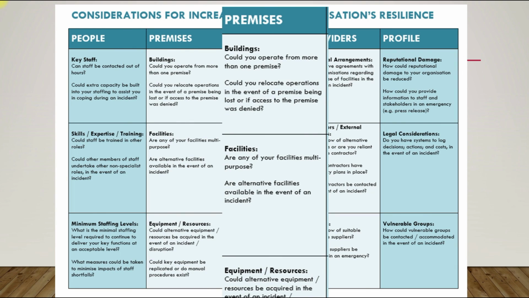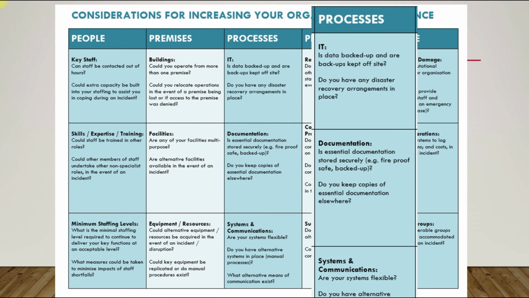In terms of the premises, the location, can you relocate the operation? Are alternative facilities available in the event of a crisis? Would alternative equipment be available? It's fine to have another room, but do you have the computers you need, etc.? Processes. IT is critical. Is data backed up? Is it off-site? Is essential documentation stored securely, both fireproof and backed up? Are there alternative systems available?